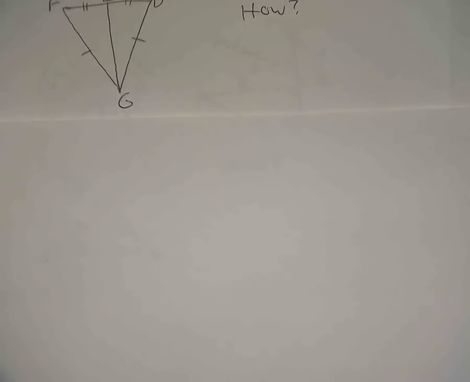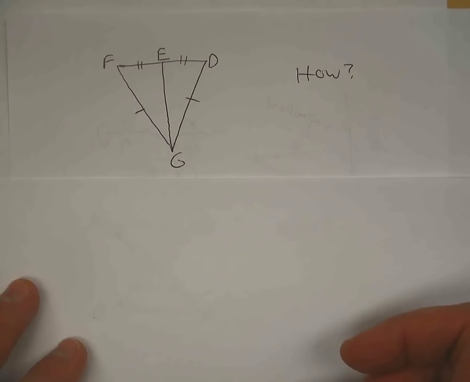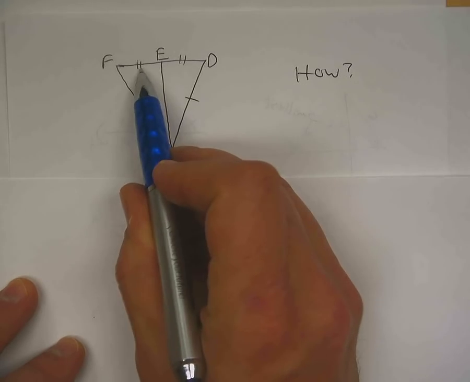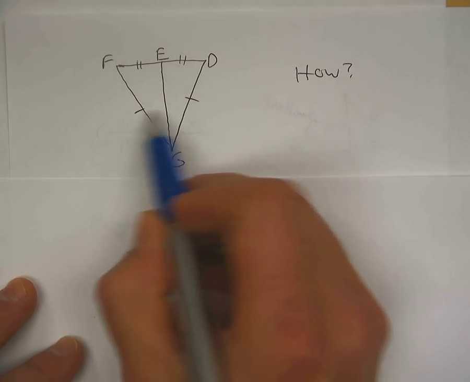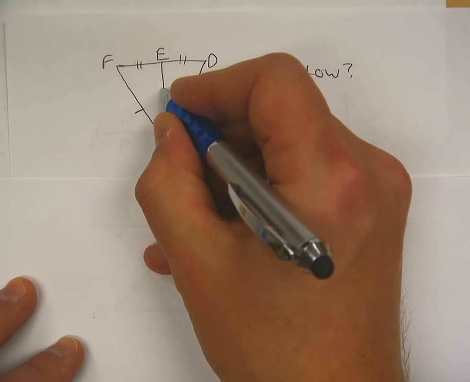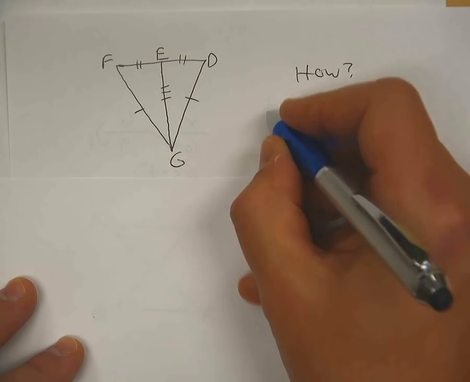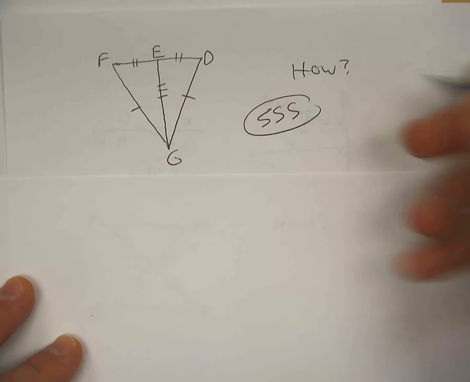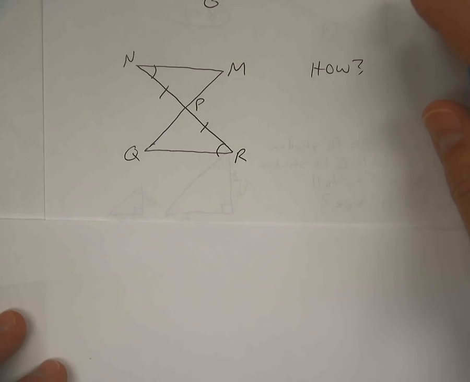Okay, moving right along. Let's say we have a triangle like this. How would these be congruent? Well, we see that these 2 sides are congruent, these 2 sides are congruent, and they share the side in the middle by the reflexive property, so they're congruent by SSS. Okay, going on to this one.